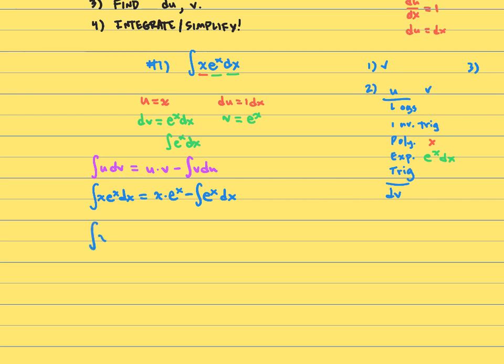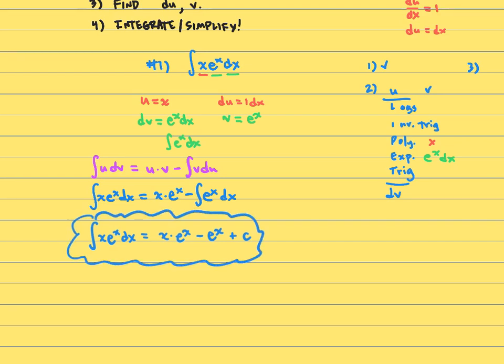So the integral of x e to the x dx is going to be equal to x times e to the x minus the integral of e to the x. And we know the integral of e to the x is itself. And now I'll add in that constant of integration. And there we have it.